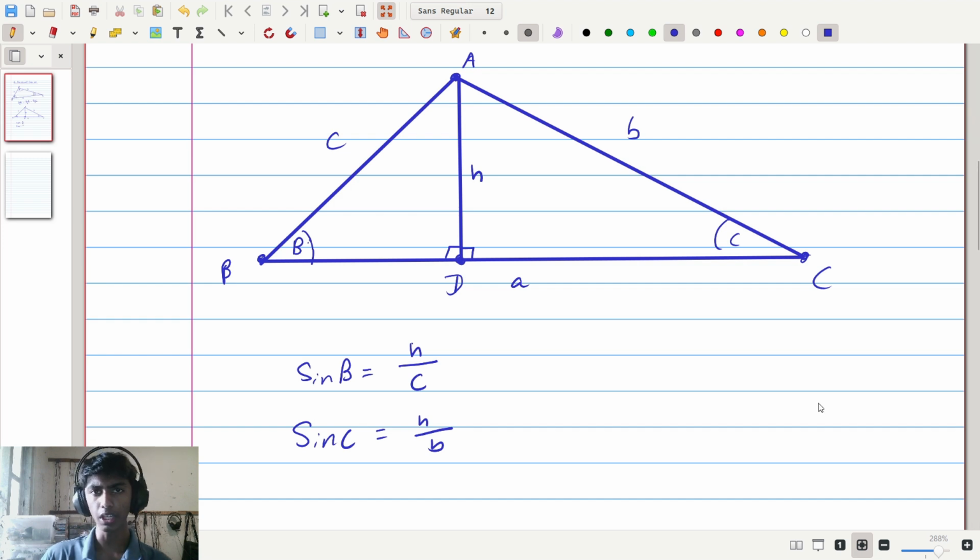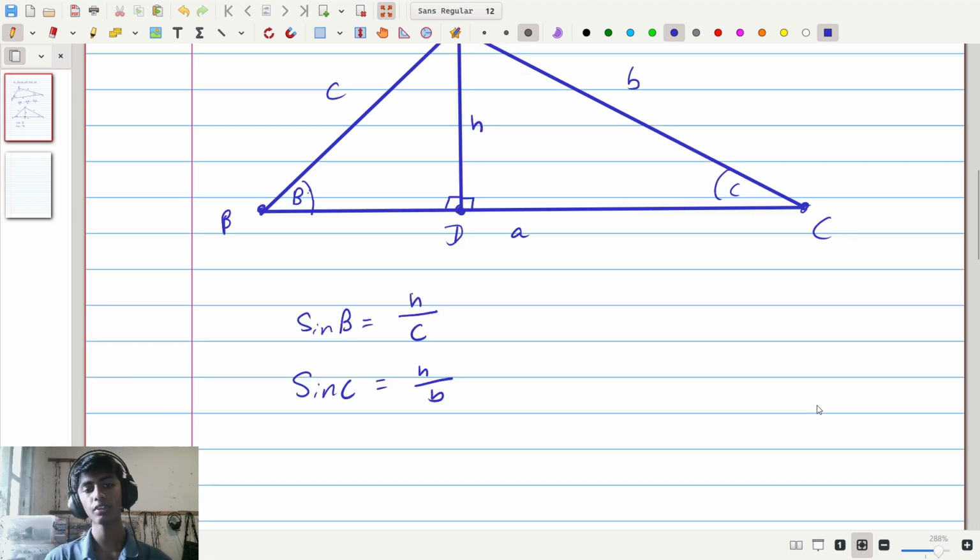So we have these two relations. Both of these are true, of course, which means we can write H in two different ways. From this first equation, we get that H equals C times sine capital B. From the second equation, we get that H is equal to B sine of capital C.